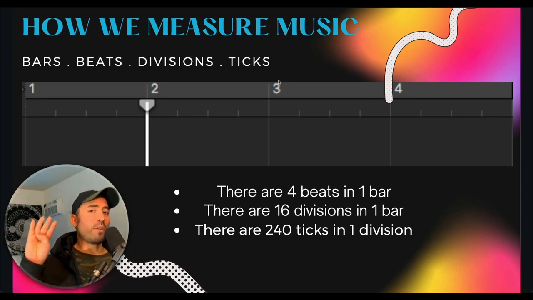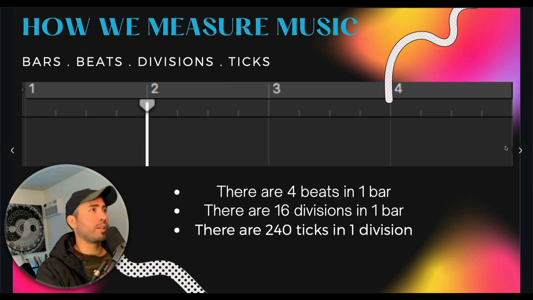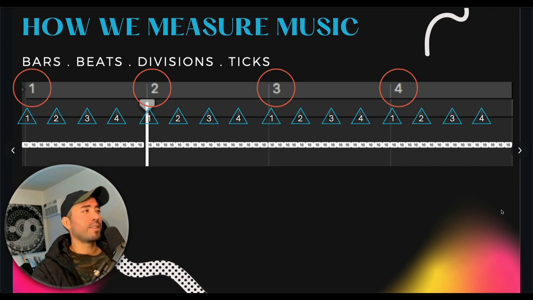All right, so there are 4 beats inside of 1 bar, 16 divisions inside of 1 bar, and 240 individual ticks in 1 division. Now, I'm going to prove all this to you, but to all my visual learners out there, I just want to make sure that you know I got your back. This is what it looks like.